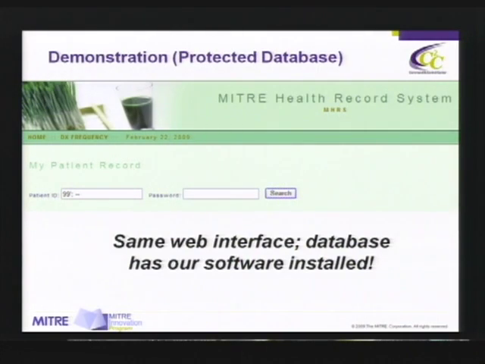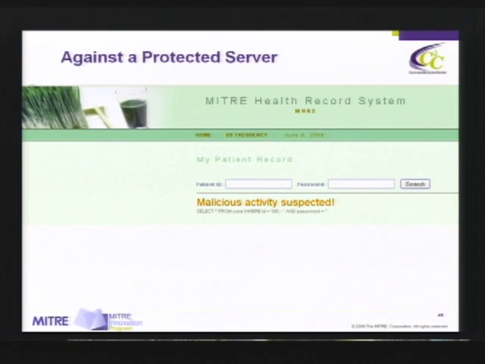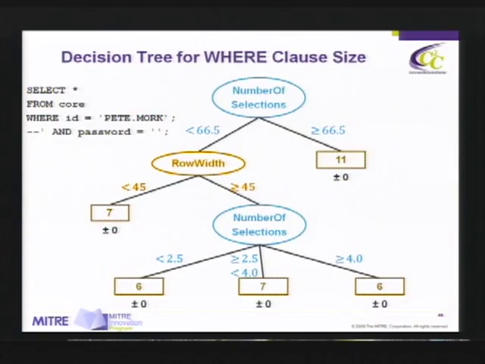So let me demonstrate what happens then in the real system to bring back that original demo. What we've got is the exact same web interface, but we've now plugged our software into the database on the back end. So when we run this query with the single quote, semicolon, dash, dash, the web application returns the connection is dropped, and so it says malicious activity was suspected. I'm not even going to process this particular query.